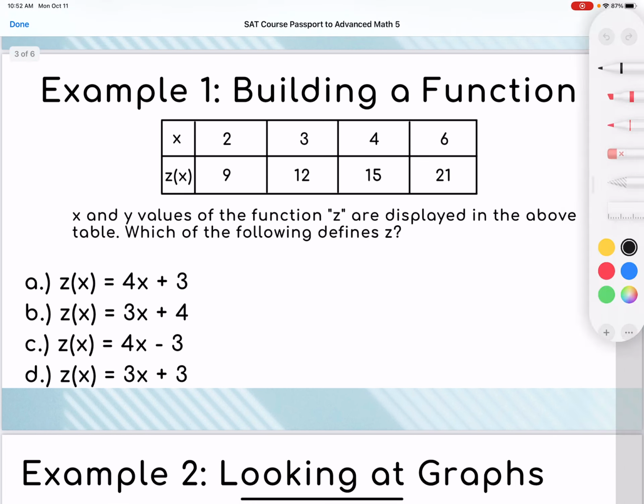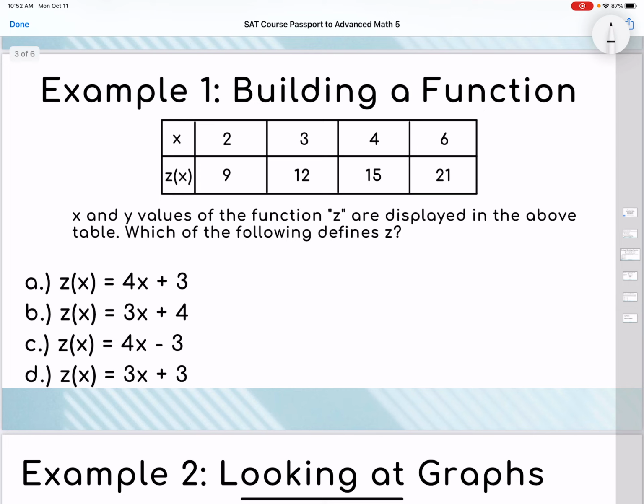The first example gives us a chart with some x values and some z of x values, aka y values. So x and y values of the function z are displayed in the above table. Which of the following defines z? Now we're given four functions, and we can tell that they're linear functions because they're in the form y equals mx plus b. Each one of those four, A through D, is in that form. Now we have to find which one of those applies to the data that we have here.